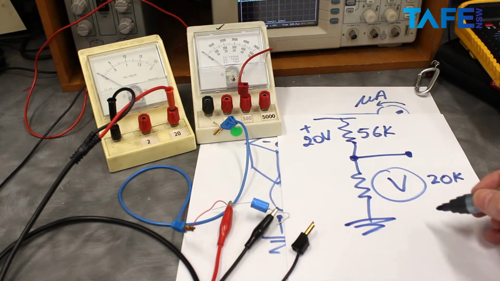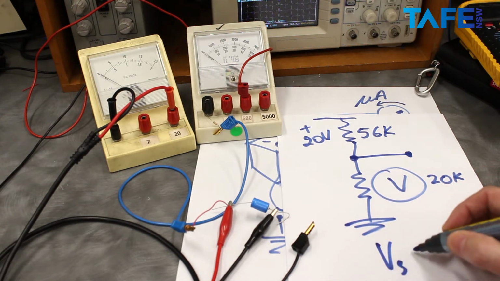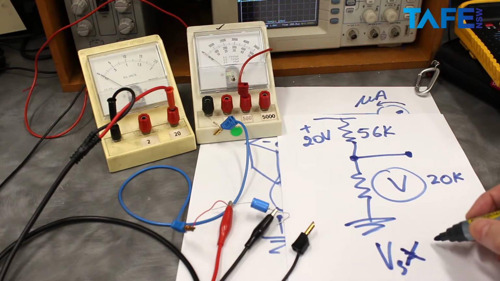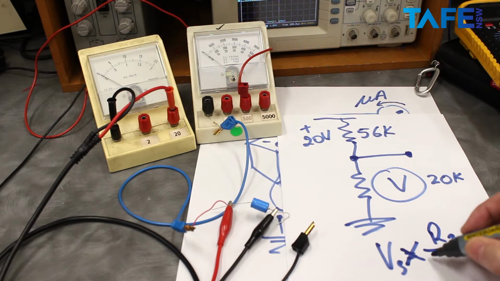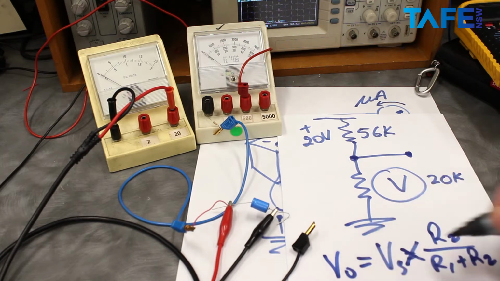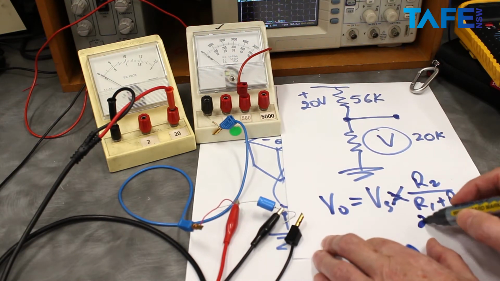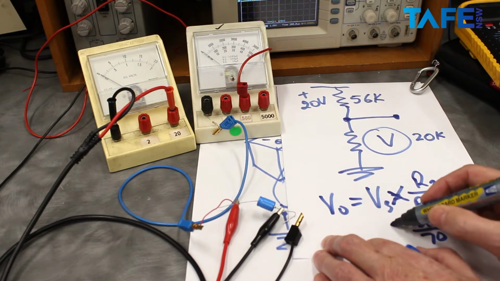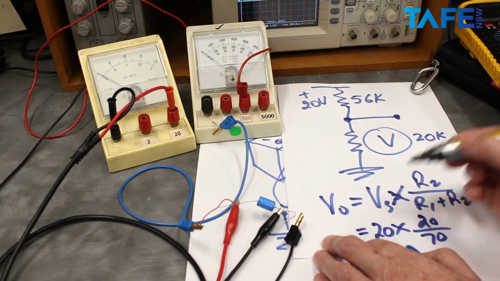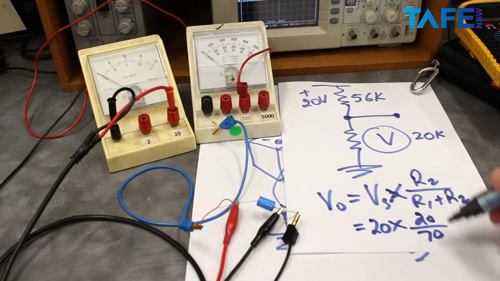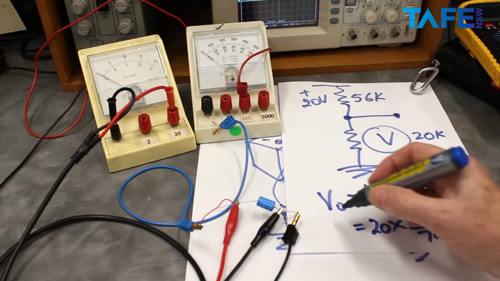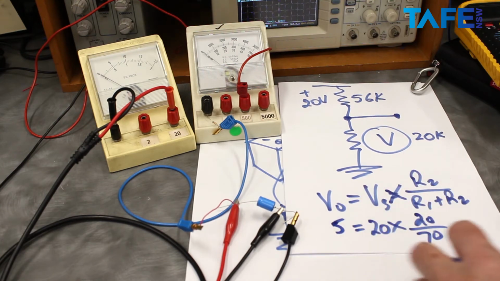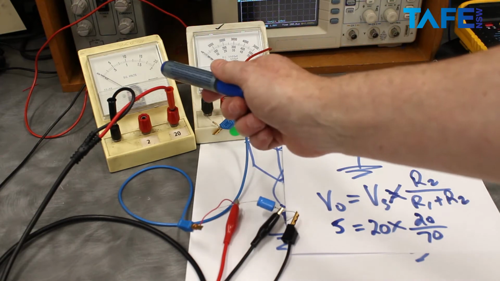So what's happening? Well, voltage divider, Vs times R2 over R1 plus R2 equals V out. So we've got 20k divided by 70k. 20 divided by 70 times 20 volts equals, guess what? It's around about a quarter. So a quarter of 20 volts is around about, say, 5 volts. So that's why we only got 5 volts on the meter.